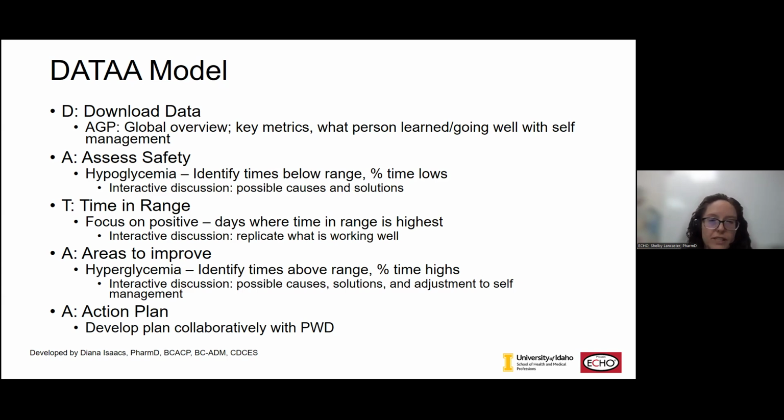Then we want to assess for their safety. So identifying any hypoglycemic episodes, looking for those patterns, and having that interactive discussion with them to discuss possible causes and solutions. We also want to review their time in range. So focusing on those positive days where that time in range is the highest. What was helpful during those days, and can we replicate that on a more consistent basis?